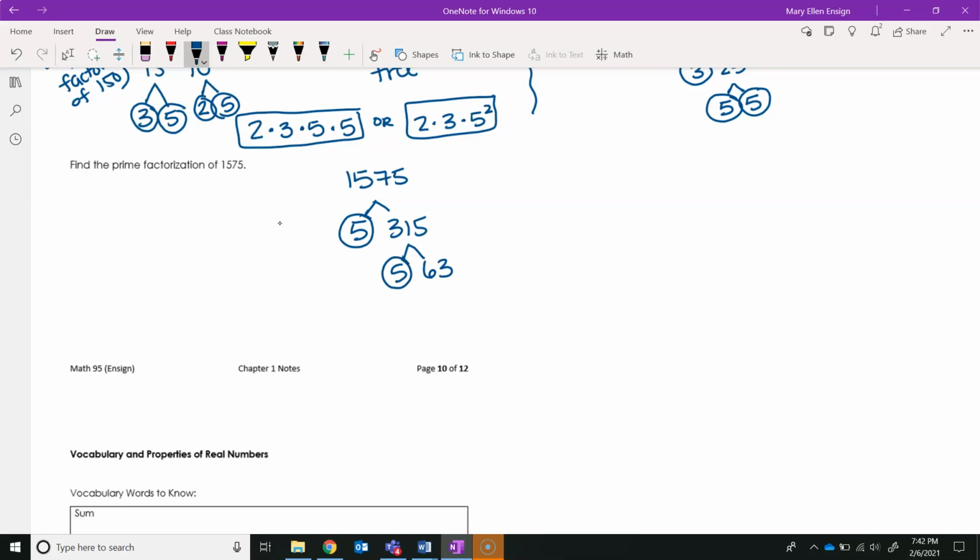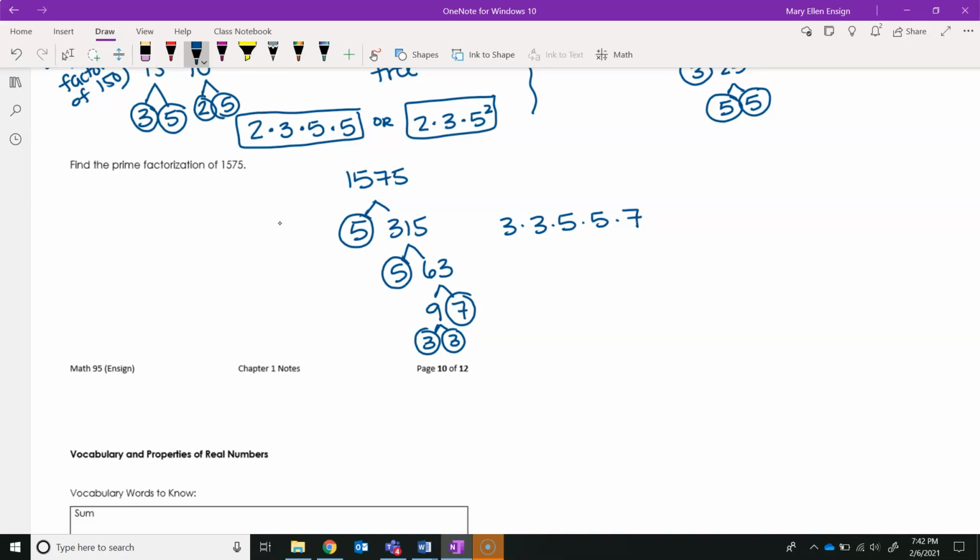So 5 is prime. 63 kind of looks like it's prime, but it's not. If you think about your multiplication facts, it is 9 times 7. 7 is prime, so I circle it. 9 is not prime. It's 3 times 3. So my prime factorization is going to be 3 times 3 times 5 times 5 times 7.